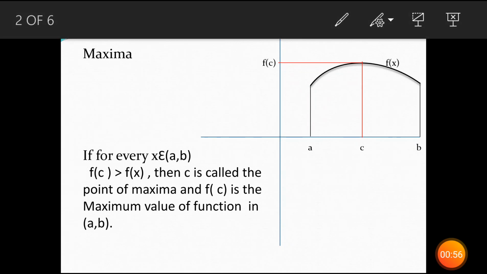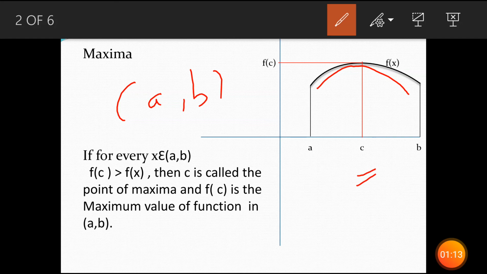For that I have considered a graph here, that is y equals f(x). This graph is defined in an open interval (a, b). Okay, so how will you define maxima? Here you can see that I have marked a point, that is c, and if you plot the value on the y-axis, then it will be f(c) obviously.